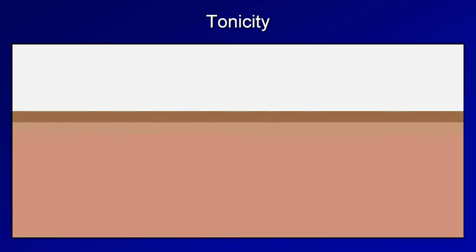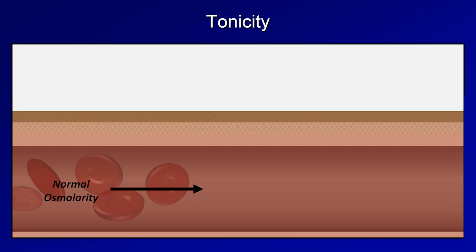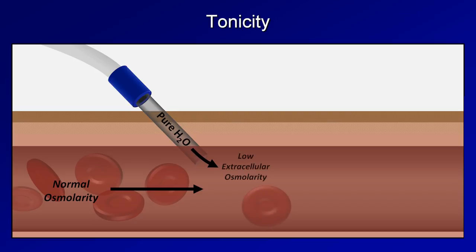Here's a schematic of skin, subcutaneous tissue, and a blood vessel. Here are some red blood cells traveling along, which start off with normal osmolarity inside and out. And here's an IV line pumping in pure water. Since the osmolarity of pure water is by definition 0, infusion of water will lead to an immediate decrease in the plasma osmolarity adjacent to the red blood cells. That is, the blood will become very hypotonic relative to the interior of the RBCs. Hypotonic fluids cause cells to increase in volume, so the RBCs will swell.